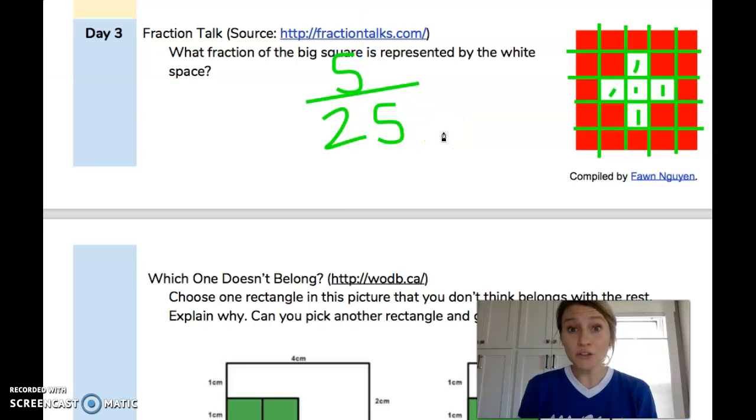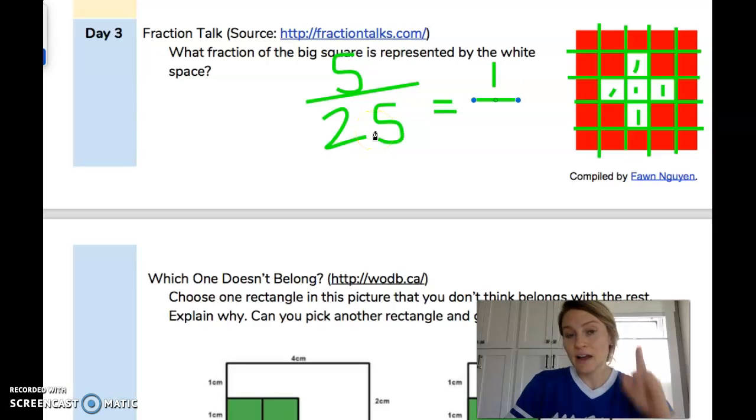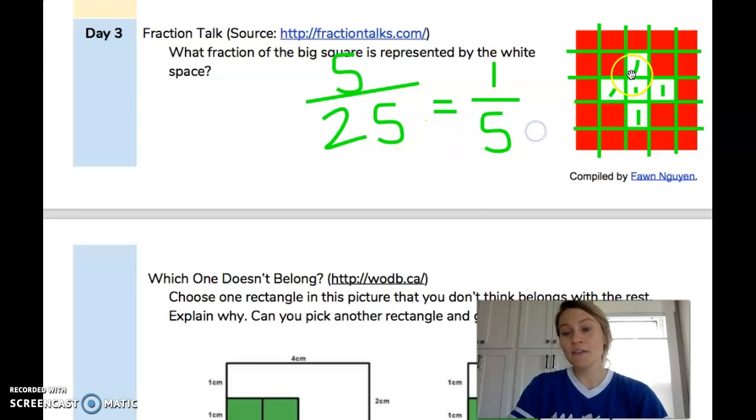Now, in 4th grade, you're going to have to reduce your fraction. So my question is, how many 5s go into 5? 1. And how many 5s go into 25? 5, 10, 15, 20, 25. So 5/25 is the same thing as 1/5. So there is 1/5 of this red square covered by white.